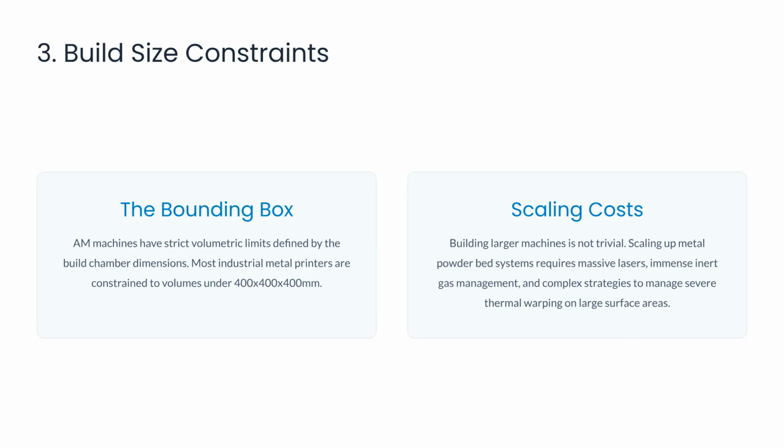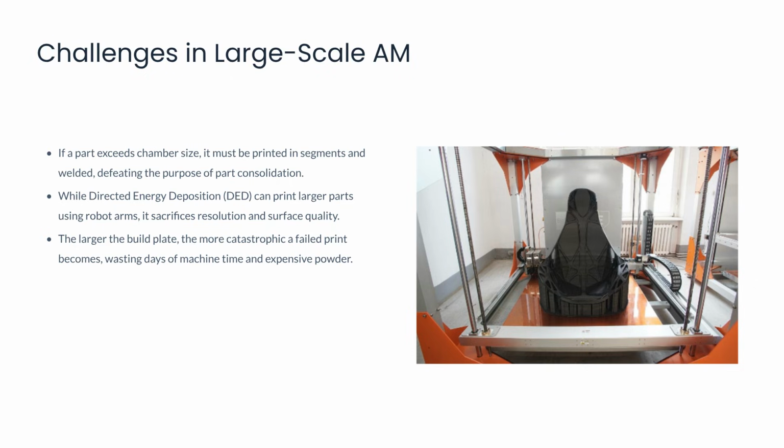Build size is also constrained. Most industrial metal printers have limited chamber volumes, and scaling these systems is difficult due to the complex energy and thermal management required for larger parts. Large-scale additive manufacturing poses risks, as exceeding chamber size requires segmenting parts. Additionally, larger print failures are costly, potentially wasting days of expensive machine time and materials.